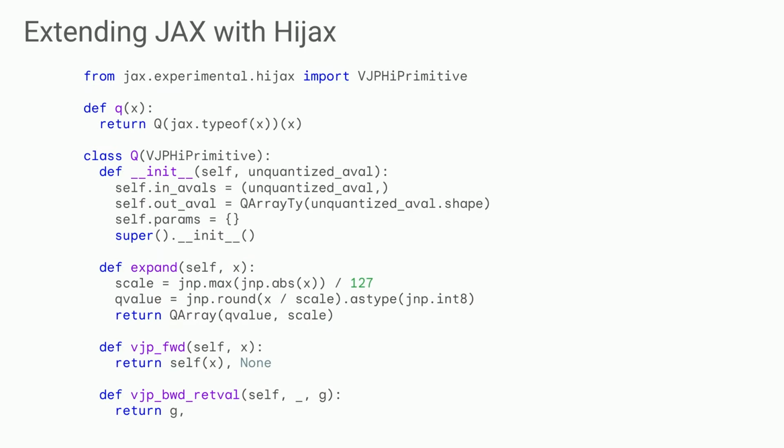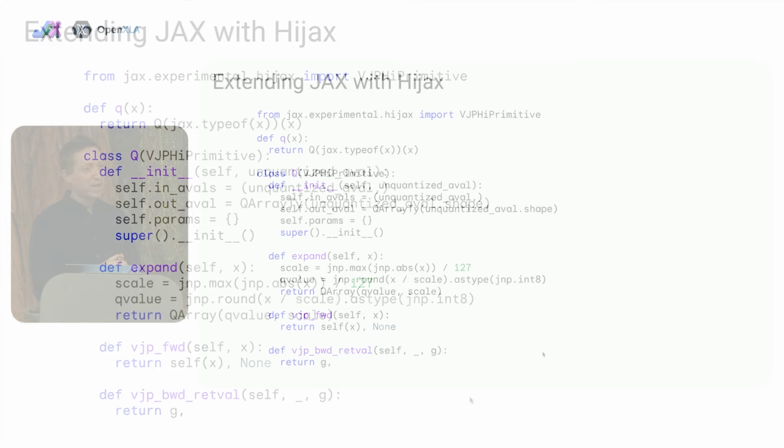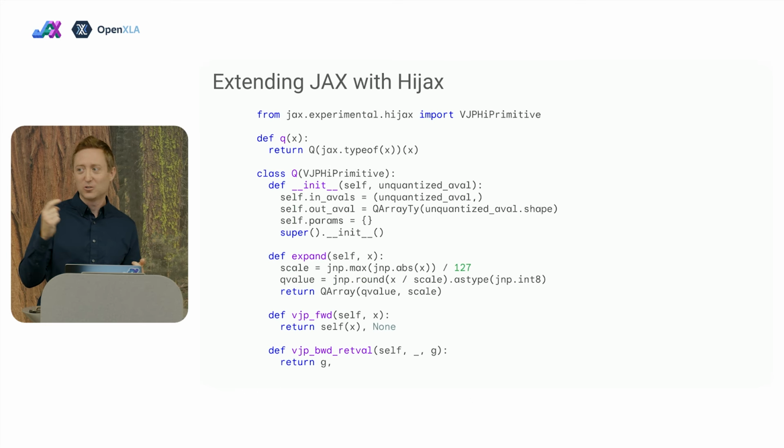And then here's how you can introduce operations. This is introducing this primitive. I won't go through all the details, but basically you tell JAX how to expand your operation into lower level operations and how it should interact with autodiff. In this case, it's just a quantization, so it's a very simple interaction with autodiff. But at a high level, this is what we're working on with Hijax, and I think you'll hear more about it in Christian's talk about NNX later today.